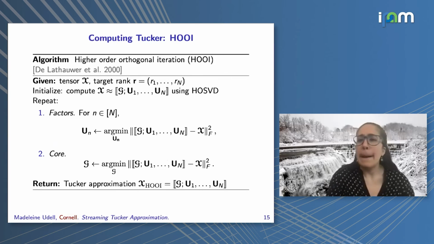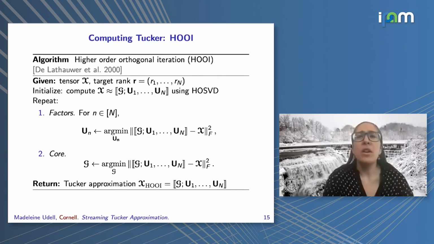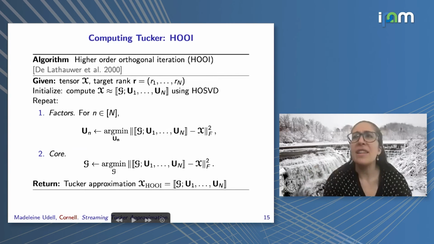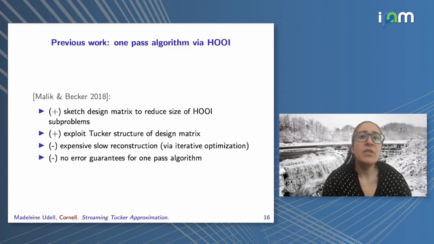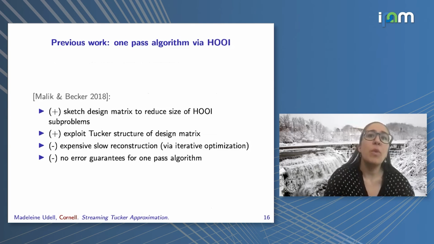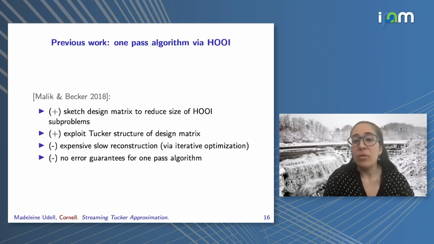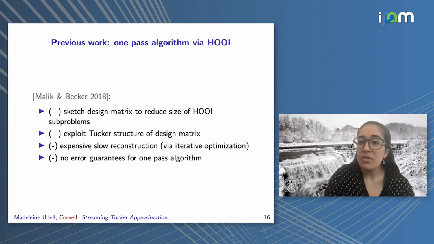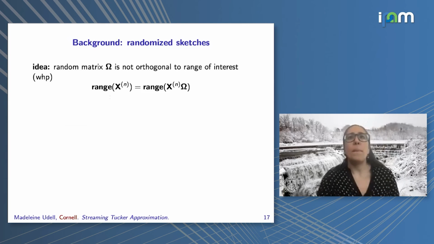Okay, I'm running a little bit slow, so there's an alternative way to go about these things that uses the higher order orthogonal iteration. There was previous work on a one-pass algorithm for computing a Tucker decomposition that used ideas from the higher order orthogonal iteration. They weren't able to prove guarantees on their one-pass approximation, but it's still a clever and interesting idea. Okay.